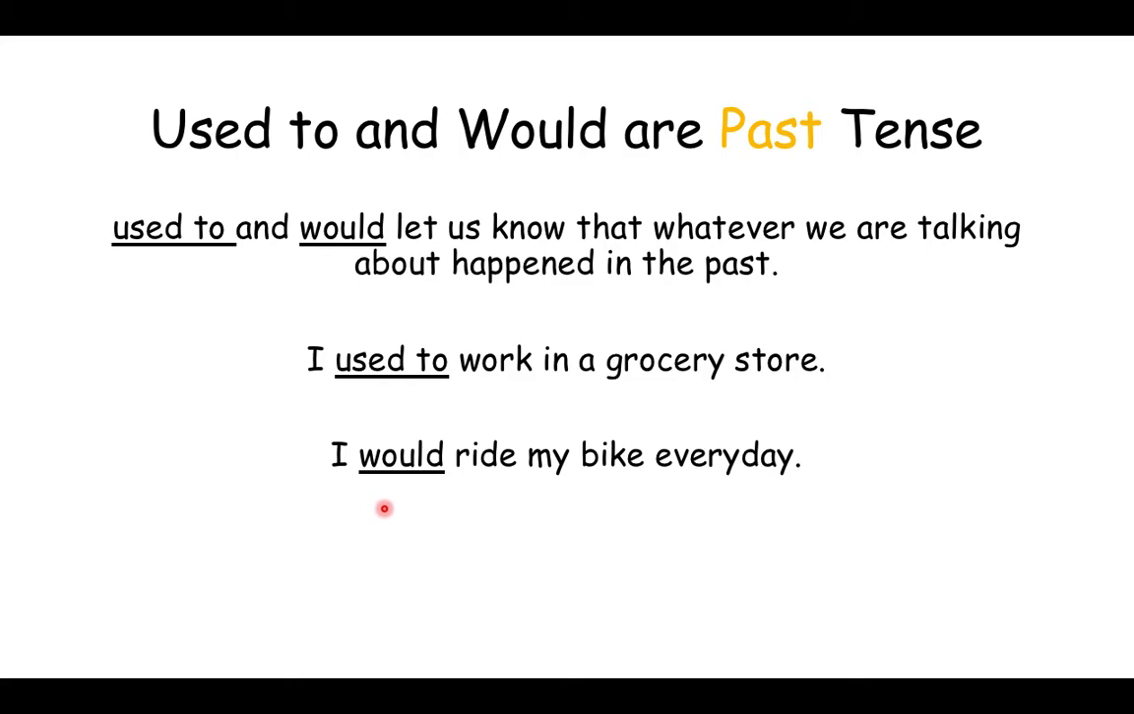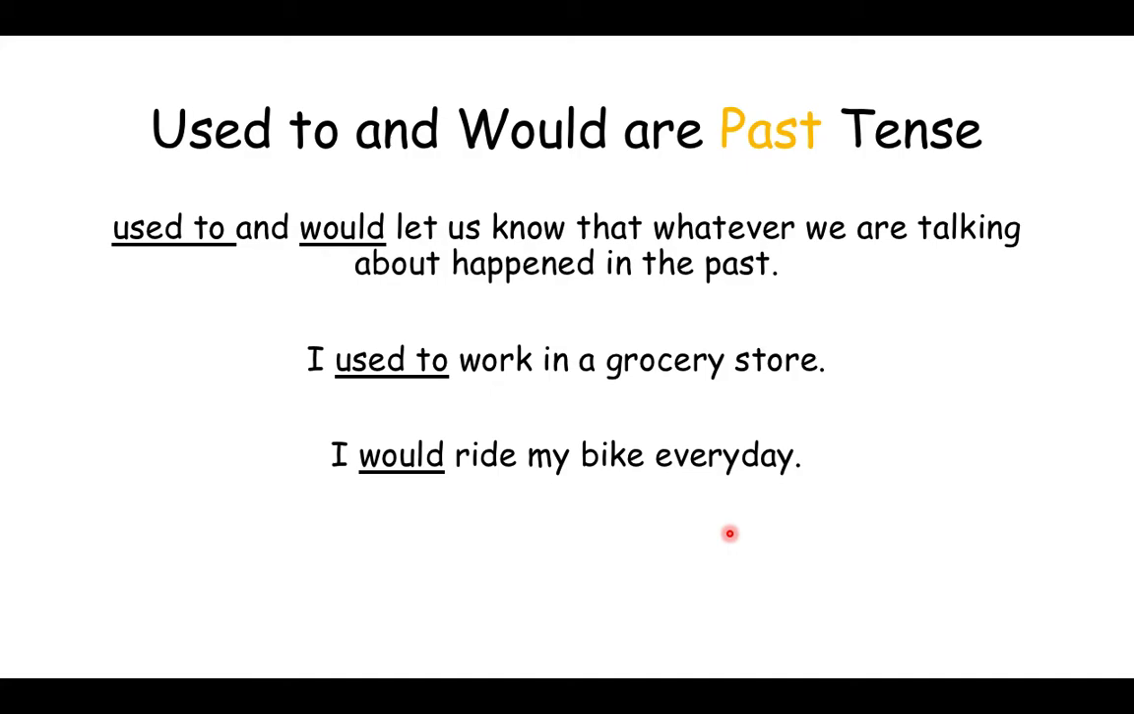You could also say, instead of "I would ride my bike every day," you could say "I rode my bike every day," right? Because ride is an irregular verb, so it changes to rode when it's in the past. So you could say "I rode my bike every day," and that would be past tense. Or you could say "I would ride my bike every day," and it's telling us that it's still past tense. Again, the difference between the two is not enough for you to worry about it right now.